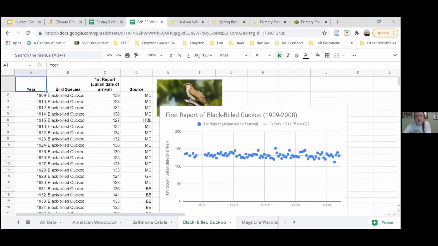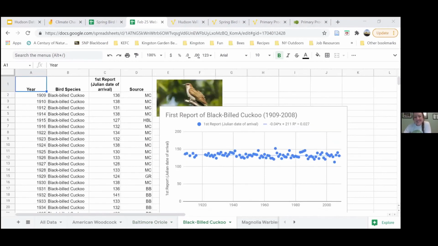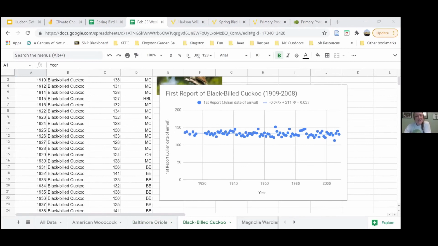All right, we had the black-billed cuckoo. I don't know if I made this one or Sue. Is Sue still with us? Okay, well, Sue and I were working around the same time. And one of us made this graph of the black-billed cuckoo, and it seems like that has a trend that's more similar to what we're seeing with the Baltimore Oriole. It arrives around the same time as the Baltimore Oriole, and it seems fairly steady, although there is some year-to-year variation, even from one year to the next.